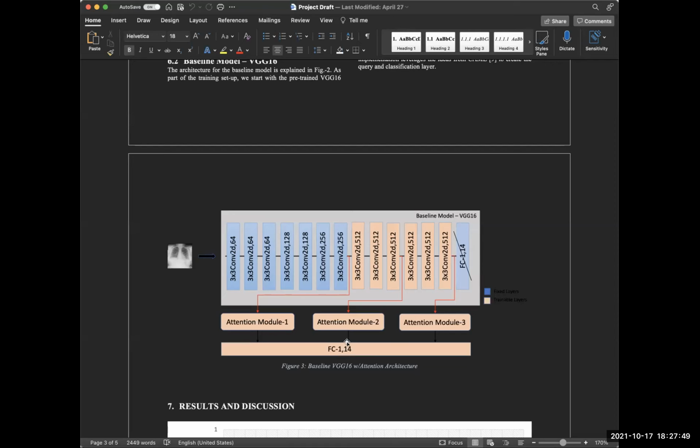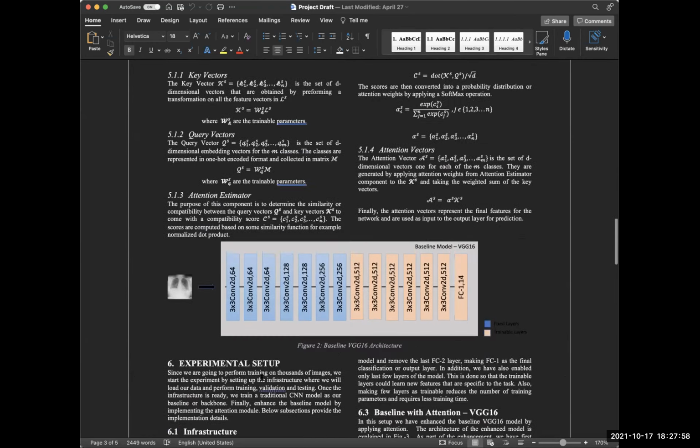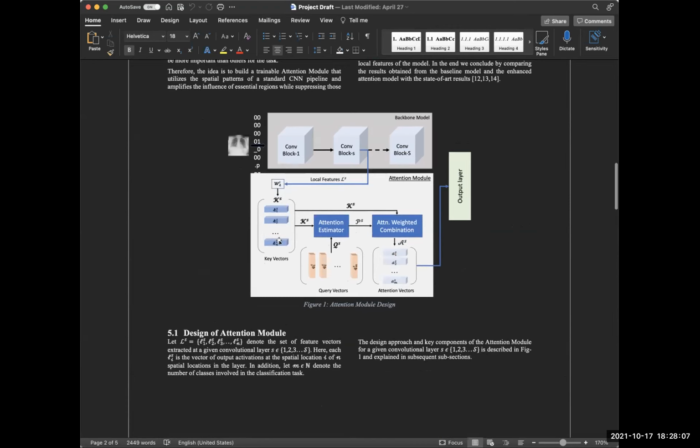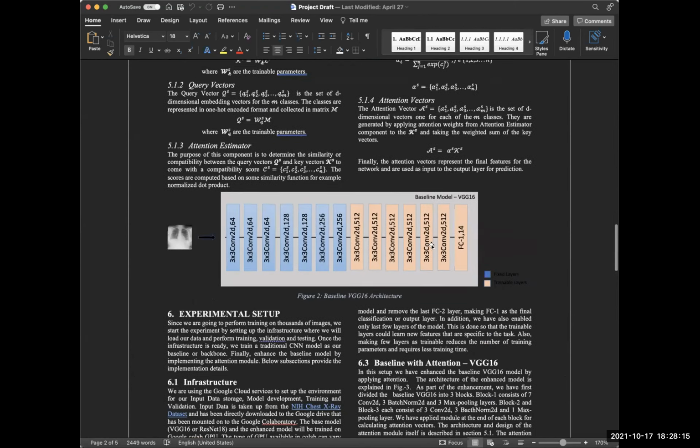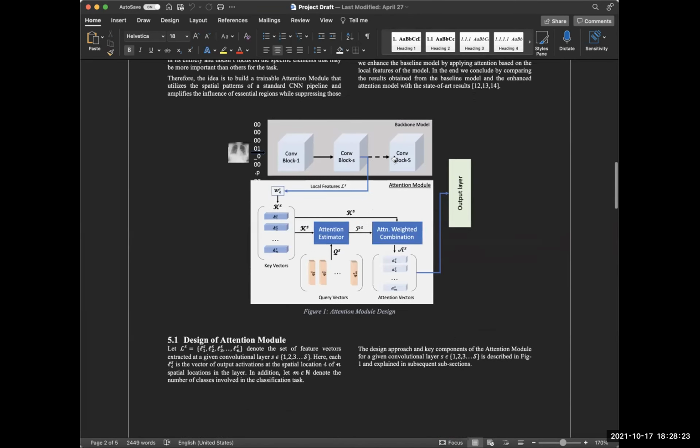This block, what we called the attention module, is designed essentially following the same thing: key, query, and value vectors. So this is the entire architecture. For VGG16, this is the traditional architecture, layer by layer. Then you break it down into blocks, block 1, block 2, whatever blocks. And at one block, you take out every volume and treat it as a key vector.